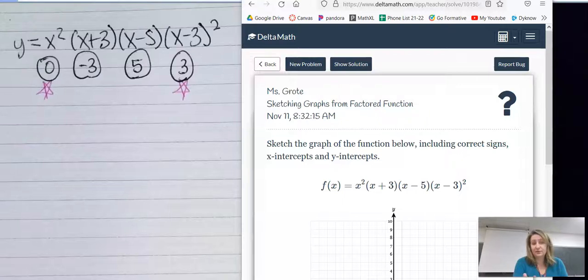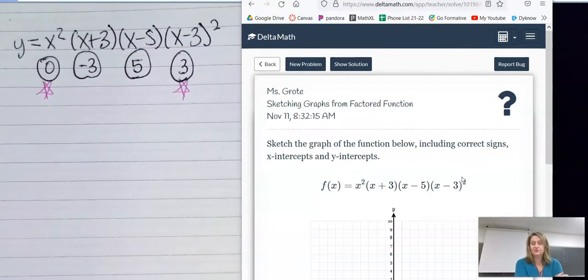Okay, just had a couple questions about the graphs on Delta Math. I have a question pulled up here on the screen, and then just to the side I have a little piece of notebook paper just so I can talk to you about it. So I wrote the equation, and we're just supposed to sketch this. It does not have to be perfect.